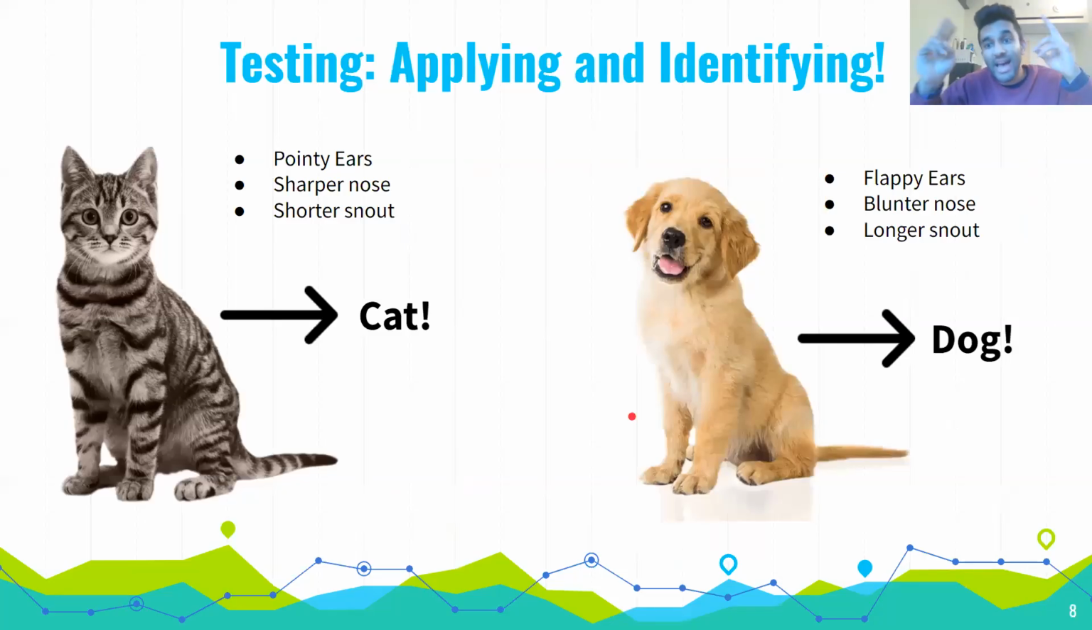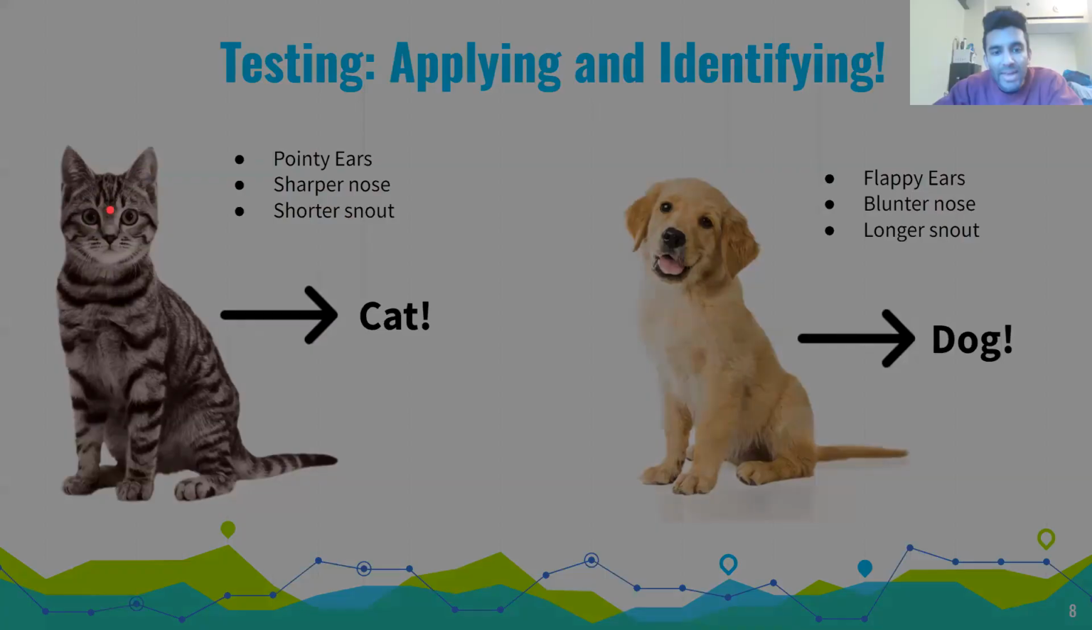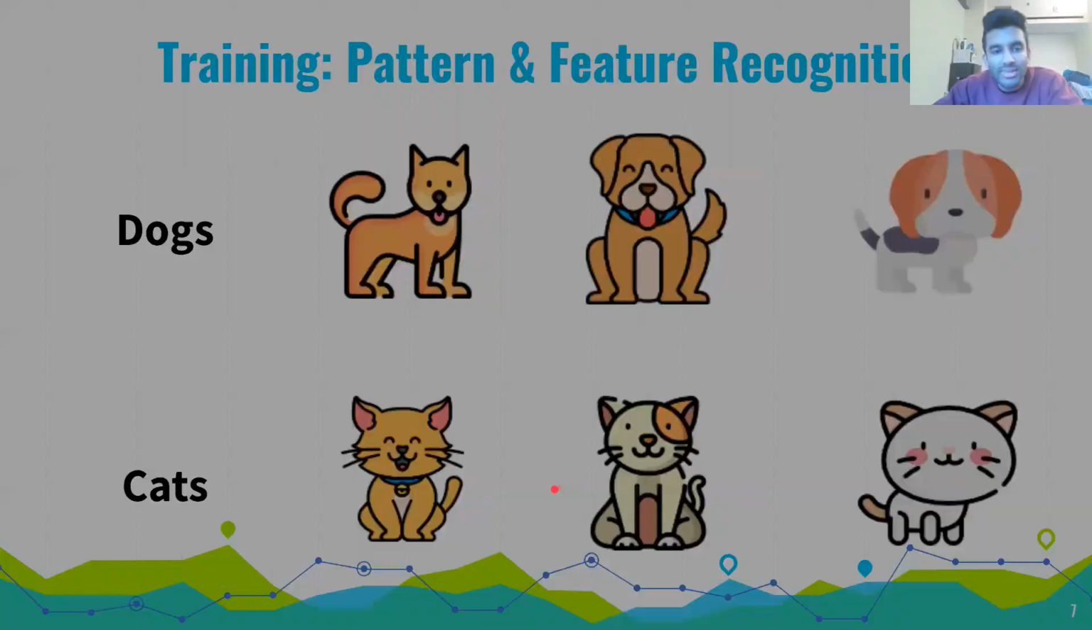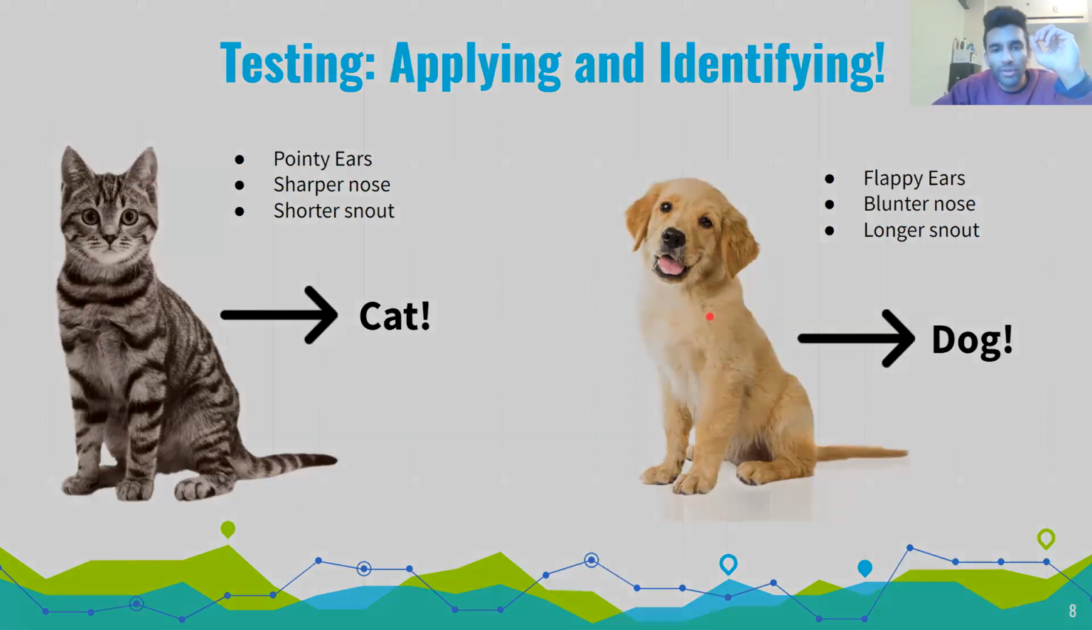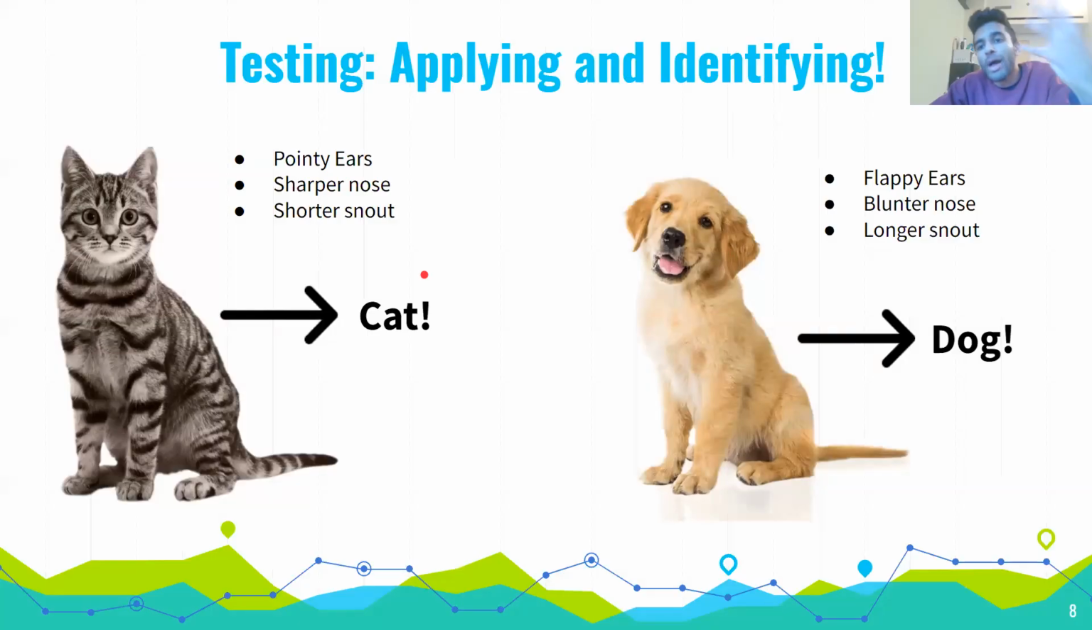And then lastly, the testing phase is when, even though I've never shown you this cat before, based on all these cats that you've seen, you can say, oh, generally cats have pointier ears, a sharper nose, a shorter snout. So this is probably a cat. And even if you've never seen this dog before, you can still apply what you've learned and say, oh, they have flappy ears, they bark, so on and so forth, and that this is a dog.